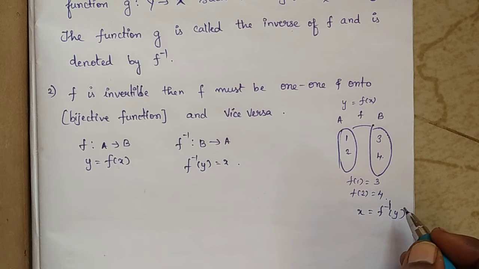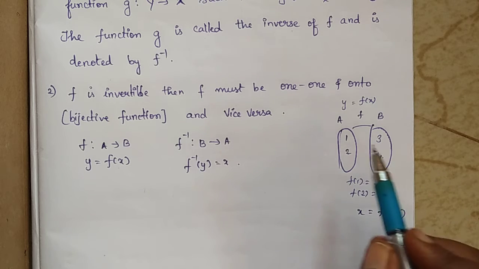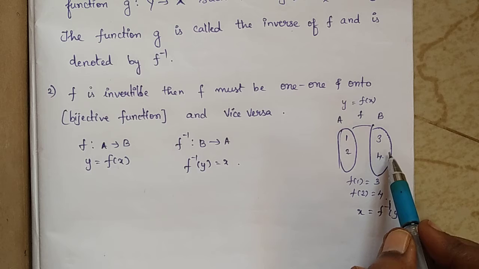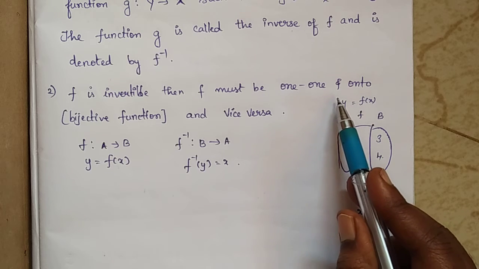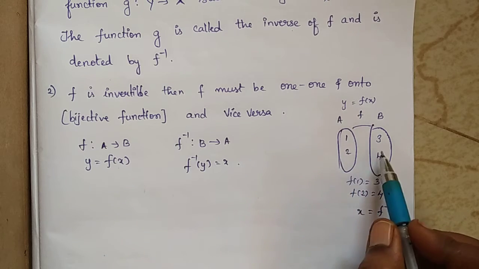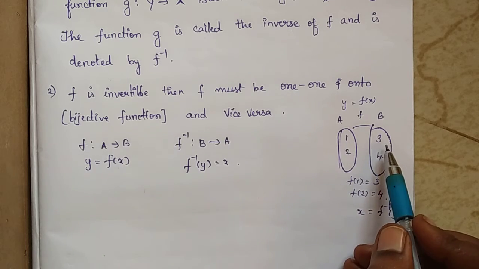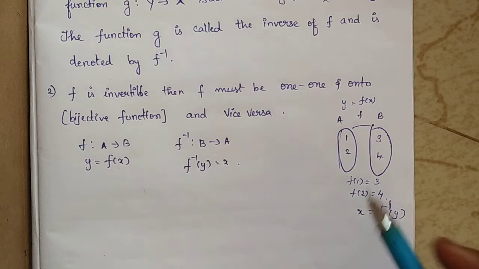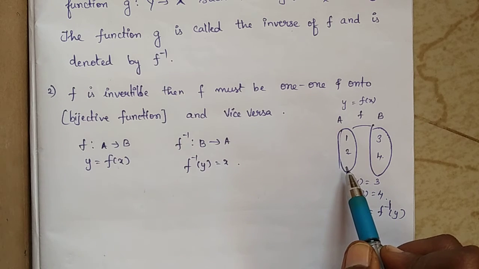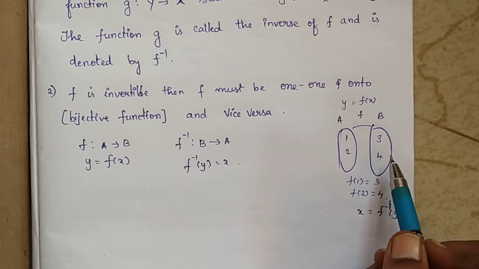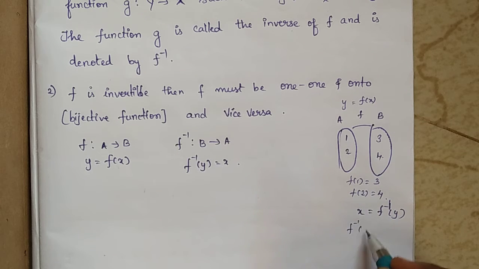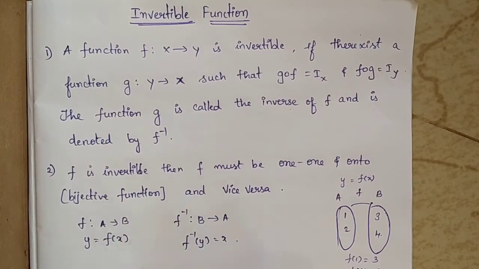While doing inverse, see here, this is domain and this is codomain. When f is going to the next side, my domain and codomain will get interchanged. This is domain, this is codomain, which means these two will get interchanged. That is, this is my codomain and this will become my domain. That is, f inverse of 3 is equal to 1, f inverse of 4 is equal to 2. Now see here, this is about inverse.